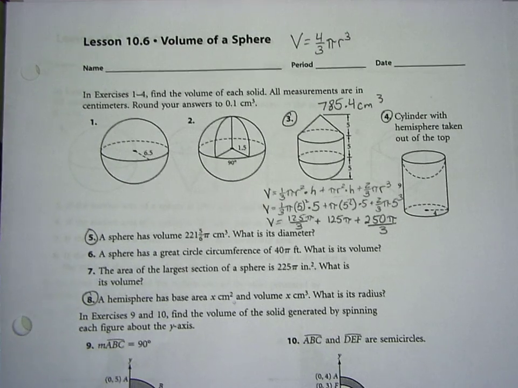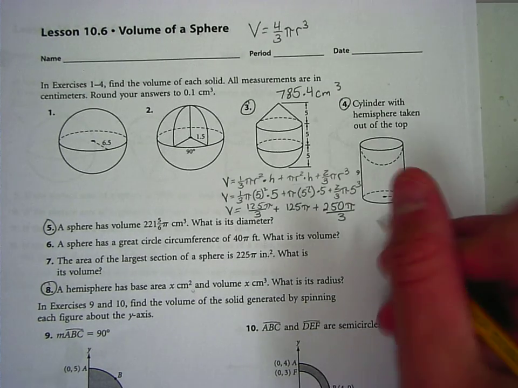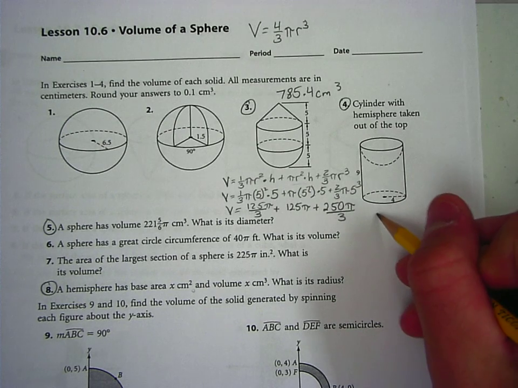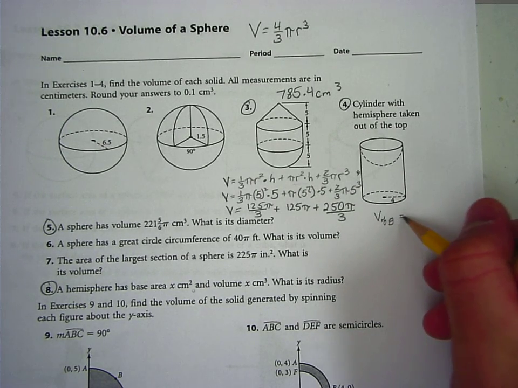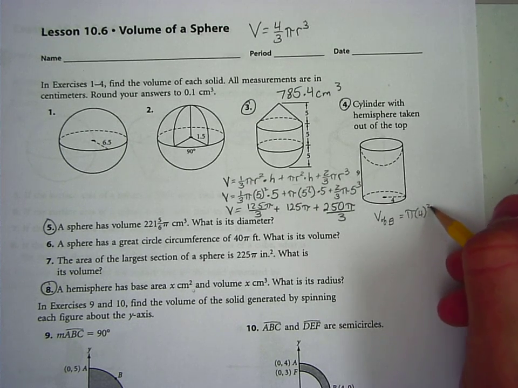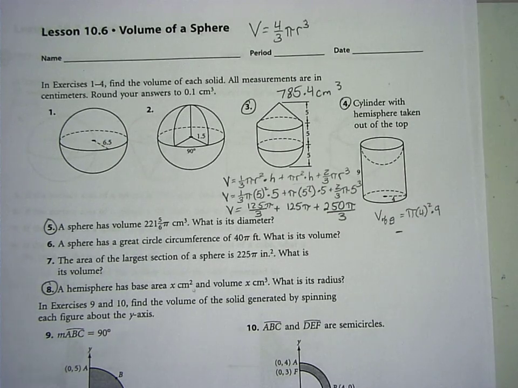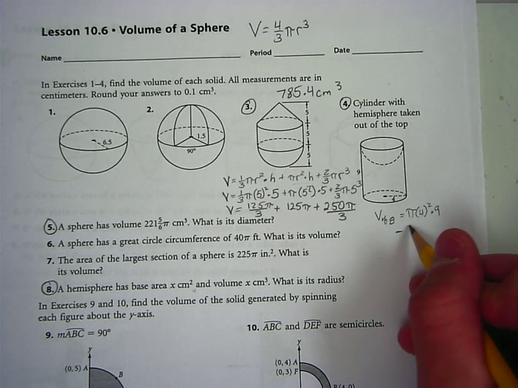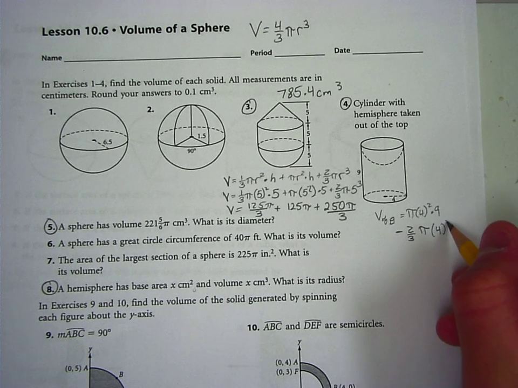Alright, so let's go on to number 4. Number 4 is a cylinder with a hemisphere taken out of the top. So what we want to do is the volume of the cylinder, which is going to equal pi 4 squared times 9, and then subtract the volume of the hemisphere, which is going to be 2/3 pi 4 cubed.